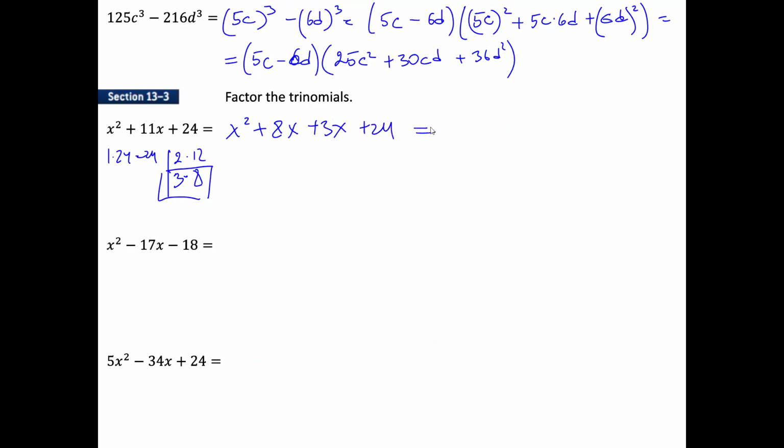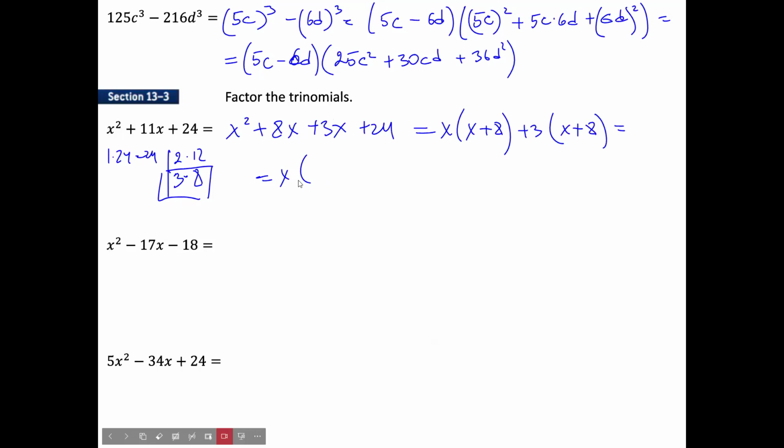Now here, x plus 8, plus 3, x plus 8. x plus 8 is the common factor. Another factor, x plus 3. Good? Any questions, gentlemen?